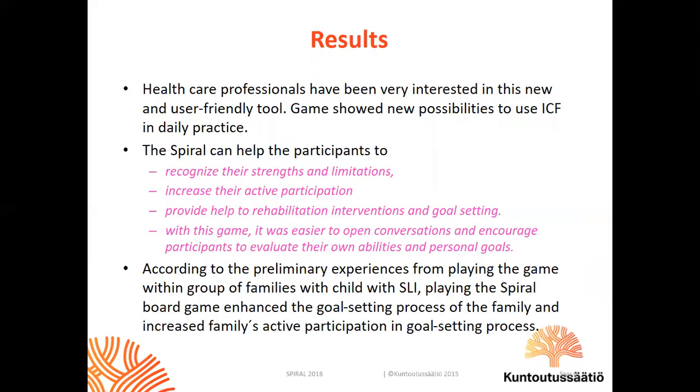Results. Healthcare professionals have been very interested in this new and user-friendly tool. The game showed new possibilities to use ICF in daily practice, and it is also fun. The Spiral can help the participants to recognize their strengths and limitations, increase their active participation, and provide help to rehabilitation interventions and goal setting. And with this game, it was easier to open conversations and encourage participants to evaluate their own abilities and personal goals.